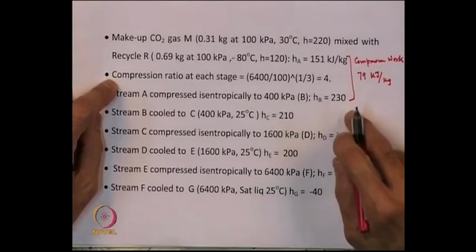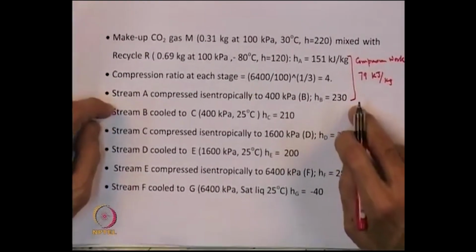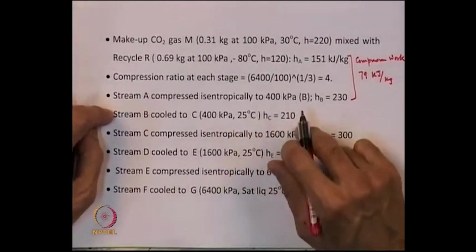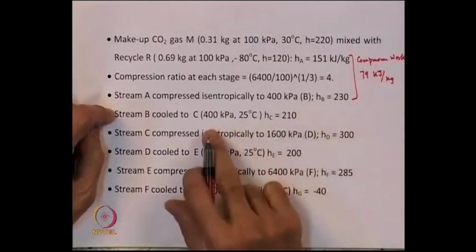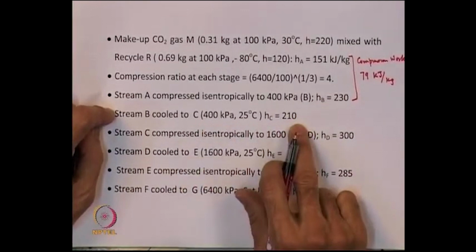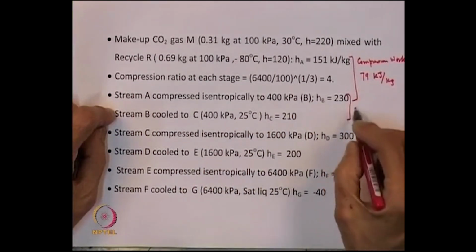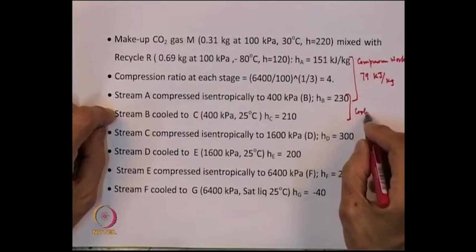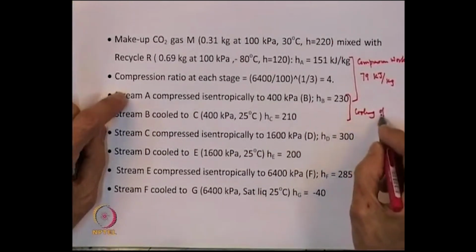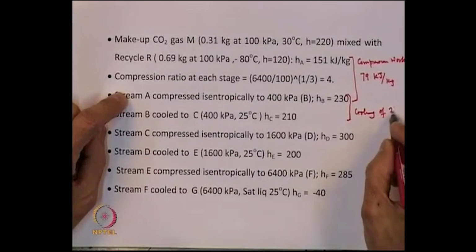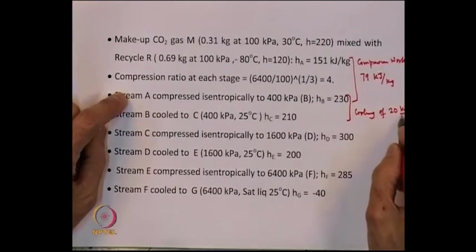Once you have got the compression work at the point B, then stream B is cooled. It is cooled to the point C where the enthalpy is 210. So, from 230 to 210, this has a cooling load of 20 kilojoules per kg.